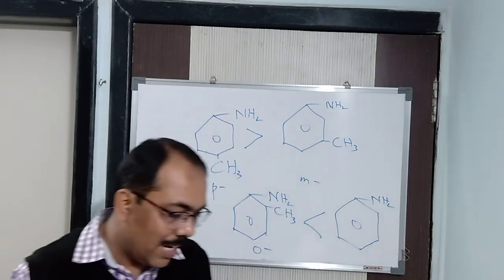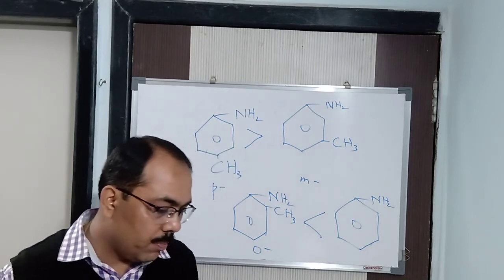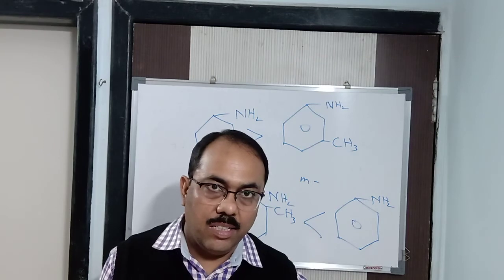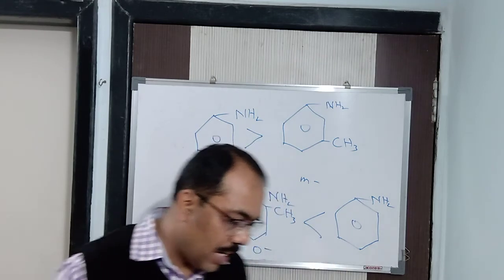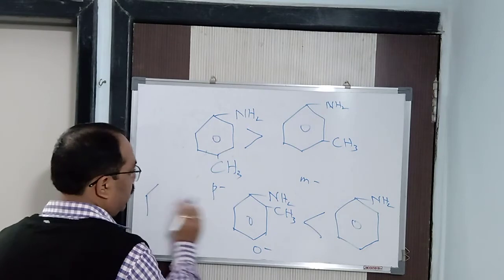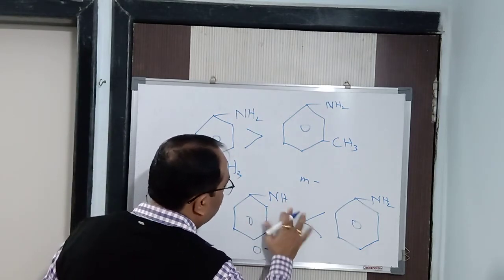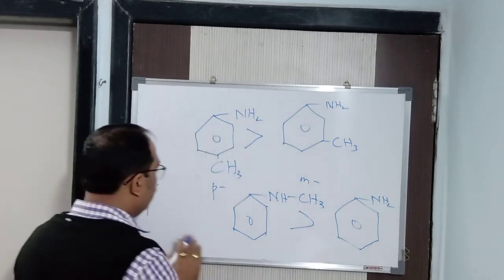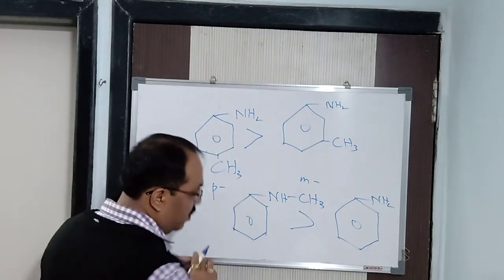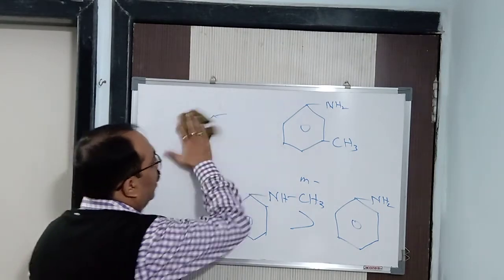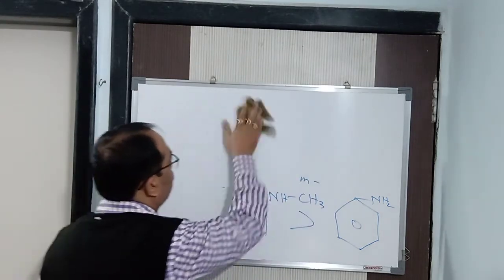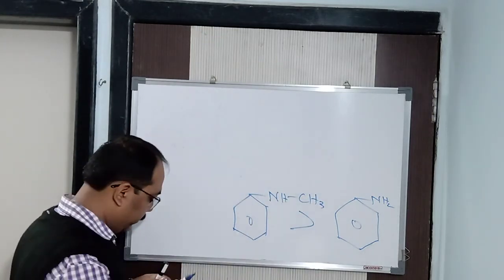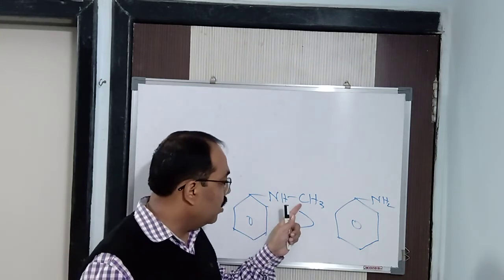The next is N-alkyl substituted aryl amines, which are more basic than the corresponding parent aryl amine. Means if an alkyl group is present with aniline, that is NHCH3, this is more basic in nature. That is aryl alkyl amines. So it is more basic in nature compared to this. Why? Because of the presence of an electron donor group.